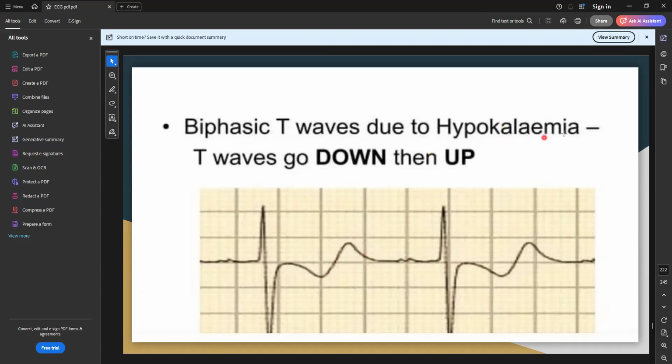This indicates hypokalemia. So biphasic T waves you can see in hypokalemia and acute myocardial ischemia. In case of myocardial ischemia, it is up to down. In case of hypokalemia, it is down to up.